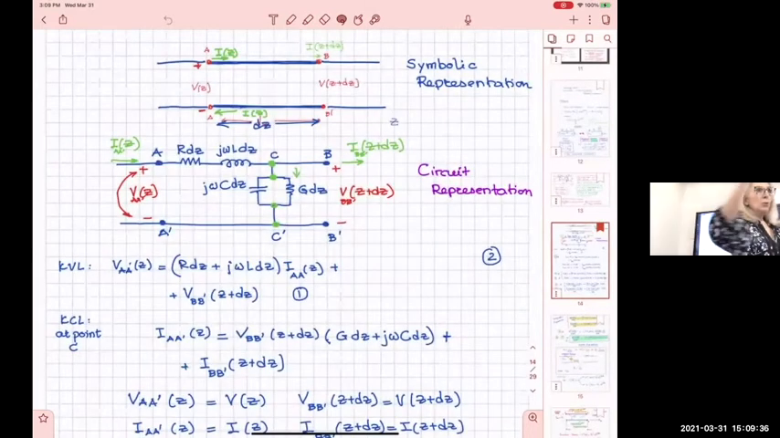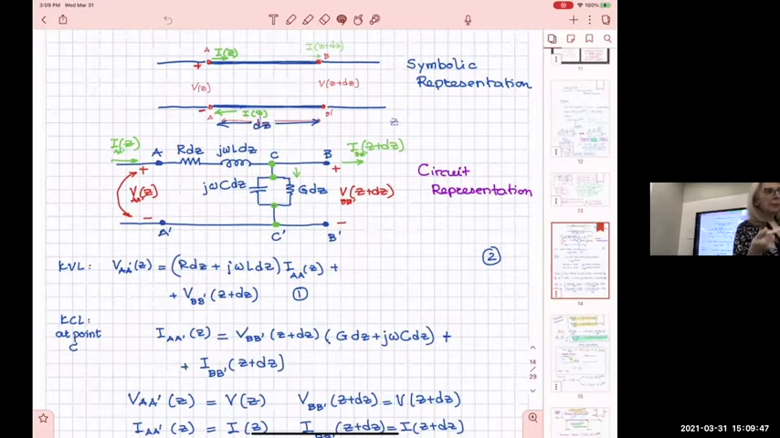And I have just two straight lines and only one dimension. And that dimension is the length, and I call it Z. So from a three-dimensional problem to a one-dimensional problem with a symbolic representation, but there is still one dimension there.